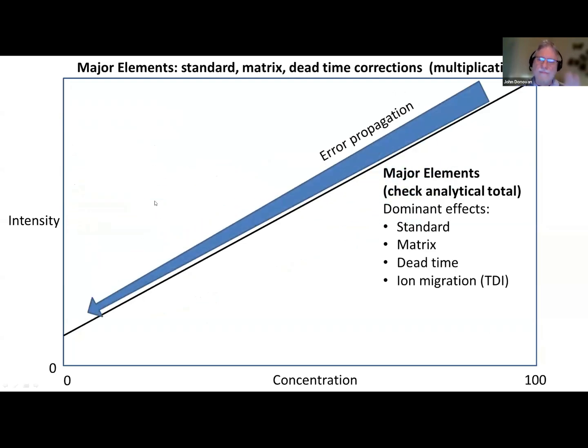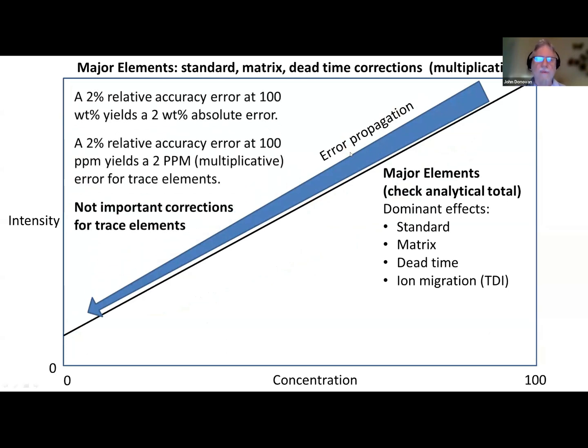Because it's a multiplicative effect, the error propagation in an absolute sense decreases as you go to smaller concentrations. If you have a 2% error at 100 weight percent, that yields a 2 weight percent absolute error. You might say that's not very good, right? Or you might say it's good enough. But a 2% relative accuracy at 100 ppm yields a 2 ppm error for a trace element. So that might be far lower than your precision, so it's really not that important.